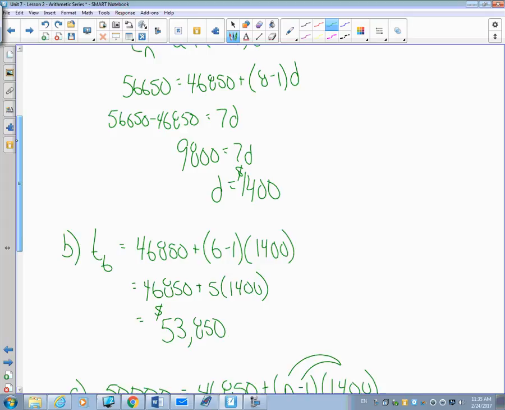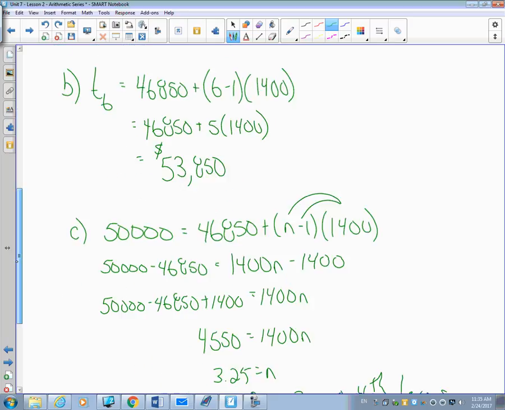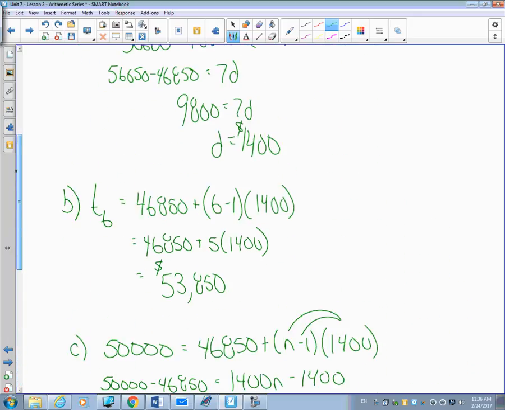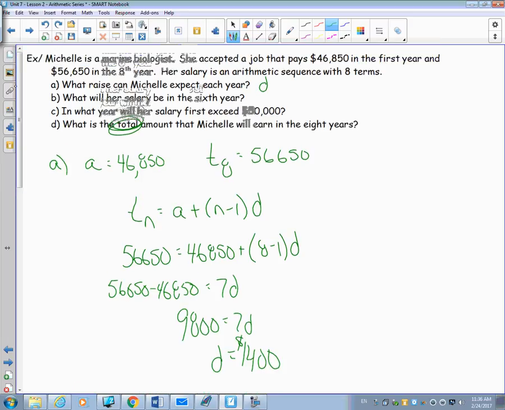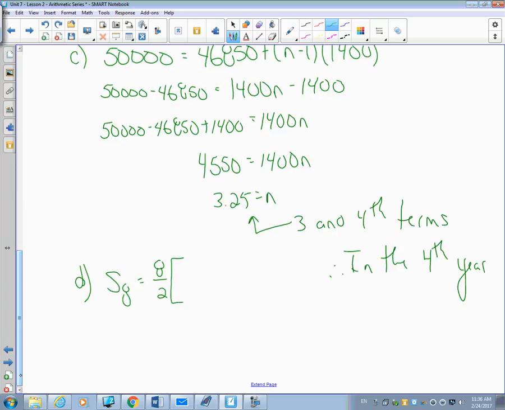Okay, last one, part D. What is the total amount she'll earn in 8 years? Keyword there, total. That's a sum. That's an S question. So S8. The question we have to ask ourselves is, can I use the shortcut, or do I need the long version? So do I know the last term, the 8th term, if you will? And at the beginning, we were told that, right? We were told 56,650 was the 8th term, and we were told the first term, so we can use our shortcut.